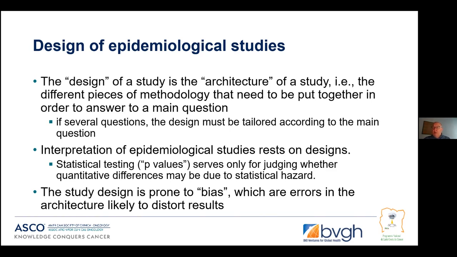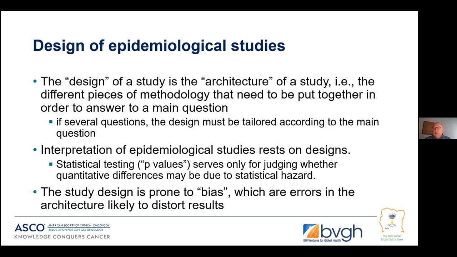What is important is the architecture, because it is the architecture that lets you decide whether it's just an association you observe, or whether there is a cause and effect, or whether we are sure, evidence-based, that we can affect the disease course because we have sufficient causal evidence. So design indeed is something that is not always that robust. It's prone to bias, these strange bees, which is bias. You will hear that all over the place. They are in fact errors in the architecture. And these biases are likely to distort results. This is generally difficult. Unbiased epidemiological studies are very, very, very rare.